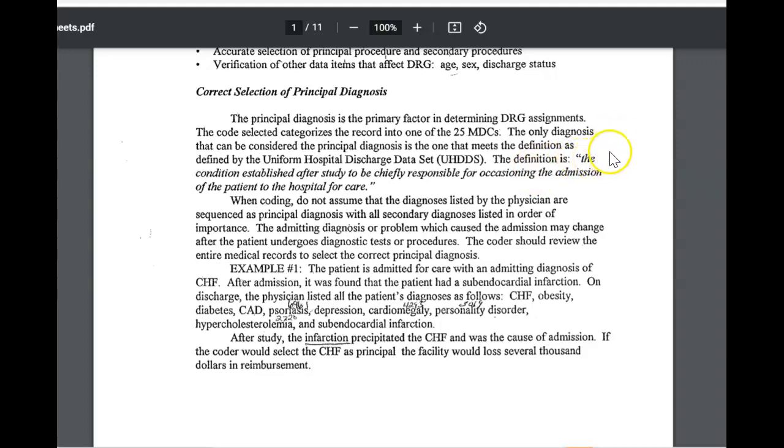The definition of the principal diagnosis is the condition established after study to be chiefly responsible for occasioning the admission of the patient to the hospital for care. So we don't assume that the diagnosis listed first by the physician, or in sequence, is the principal.